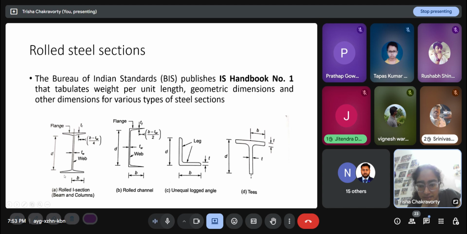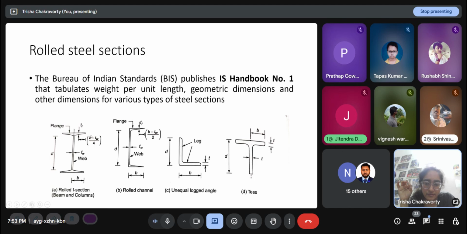One thing is, in all of this steel structure there are two terms which you'll see: the flange and the web. The flange is this part, the horizontal part, and the web is this. The flange is the part where the thickness is along the vertical direction, and the web is where the thickness is along the horizontal direction.